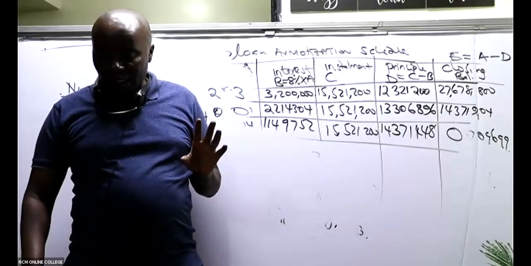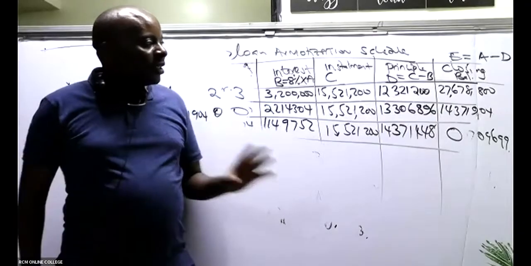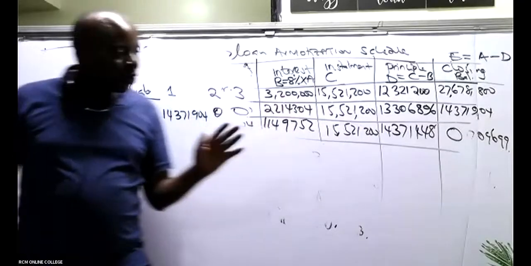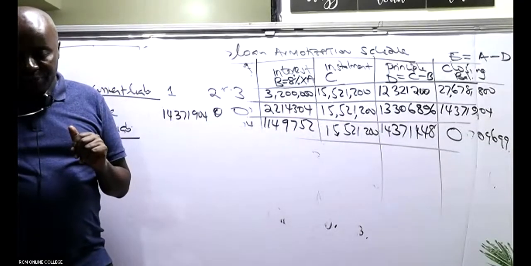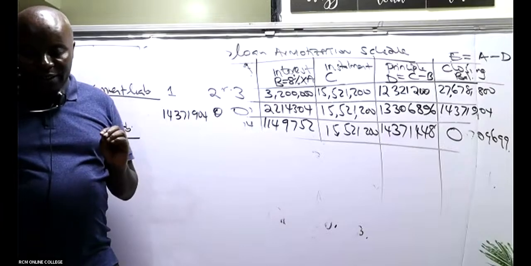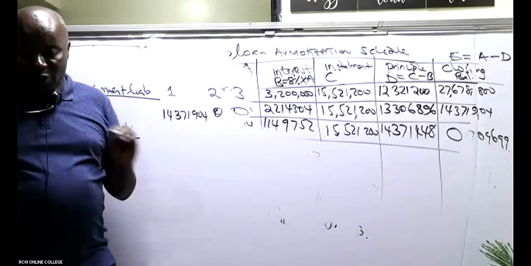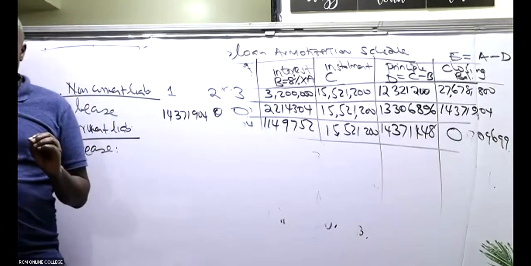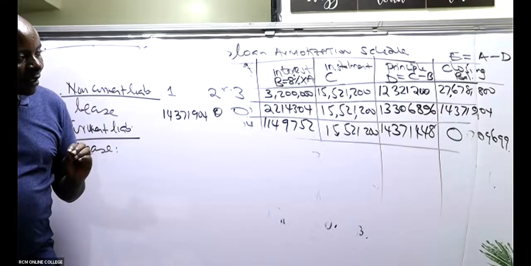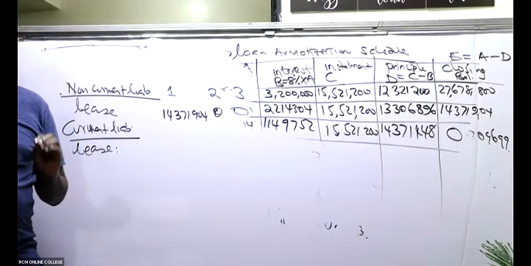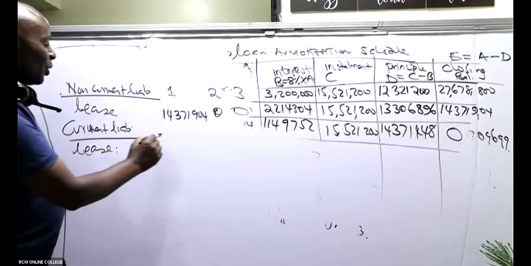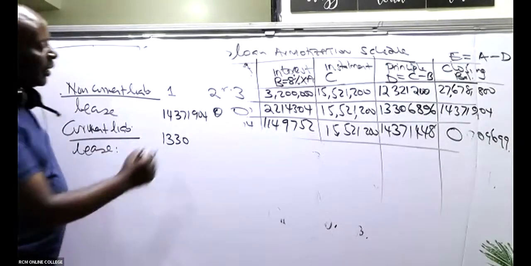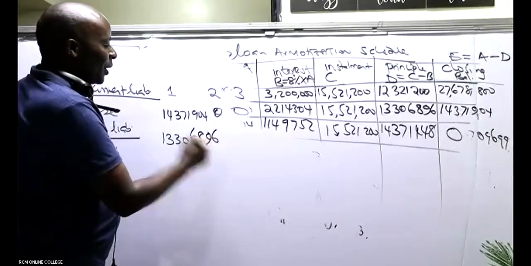Don't freeze, please. Say 27,678,800 minus 14,371,904. How much are we getting there, somebody? Yeah, 13,306,896. So we have here 13,306,896.